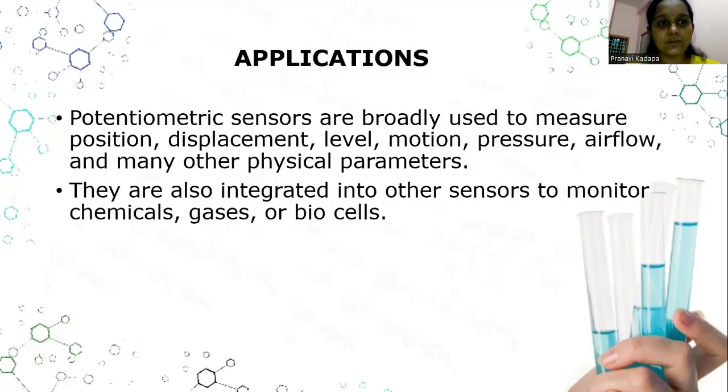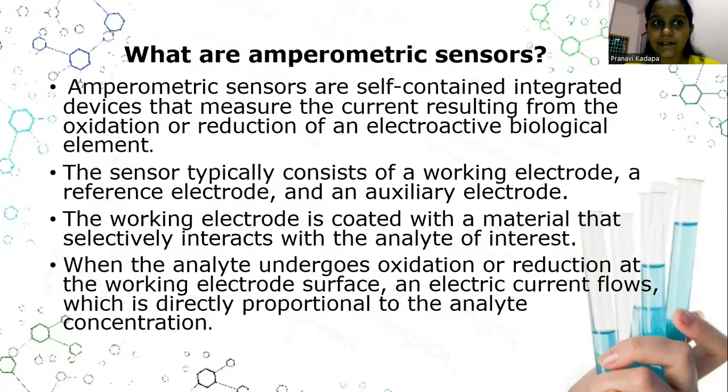What are the applications? Potentiometric sensors are broadly used to measure position, displacement, level, motion, and other physical parameters. They are also integrated into other sensors to monitor chemicals, gases, or biocides. What are amperometric sensors? Amperometric sensors are a little bit different from potentiometric sensors. A chemical reaction also takes place, but the electrical signal it gives is in the form of the current flowing between the two electrodes.